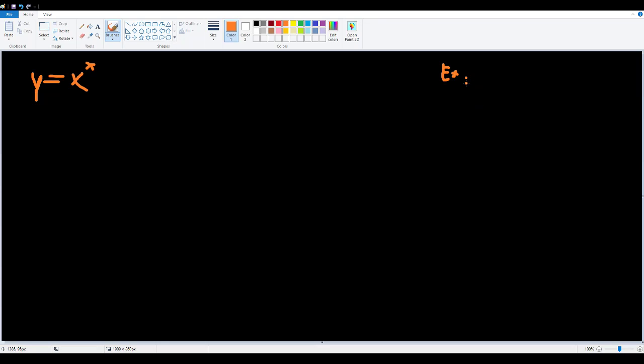So first, we're going to do the explicit method. Okay, and how we're going to do this is we're going to start off with y equals x to the x, right? And we can rewrite this as equals e to the x ln x. And this is simply because we're taking this and rewriting it as e to the ln x to the x. So that's pretty simple.